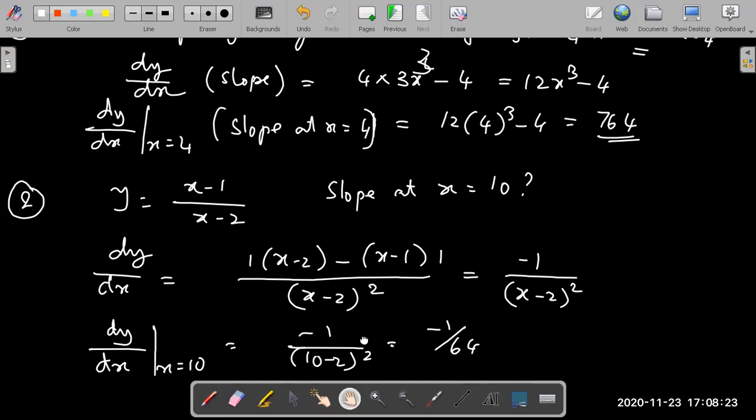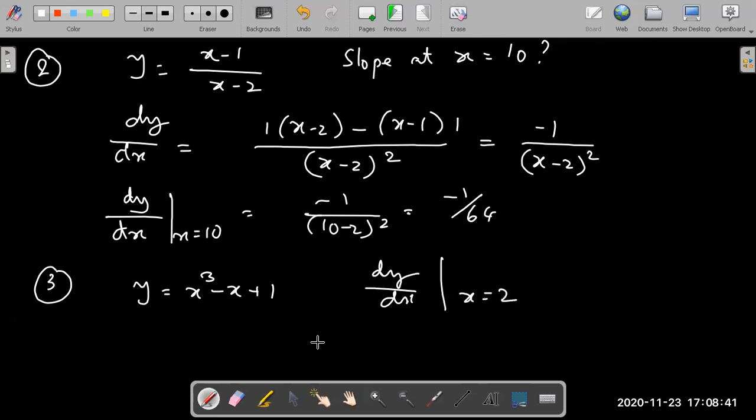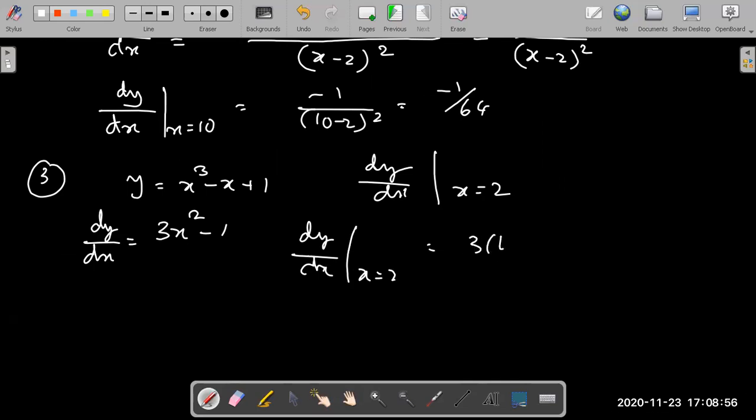The third one: find the slope of the tangent at the point whose x coordinate is 2. We actually need only the x coordinate, we don't need a y coordinate. So the third one is y is x cube minus x plus 1. We need to find dy by dx at x equal to 2. So 3x squared minus 1 is dy by dx. So dy by dx at x equal to 2 equals 3 into 4 minus 1, this is 11.